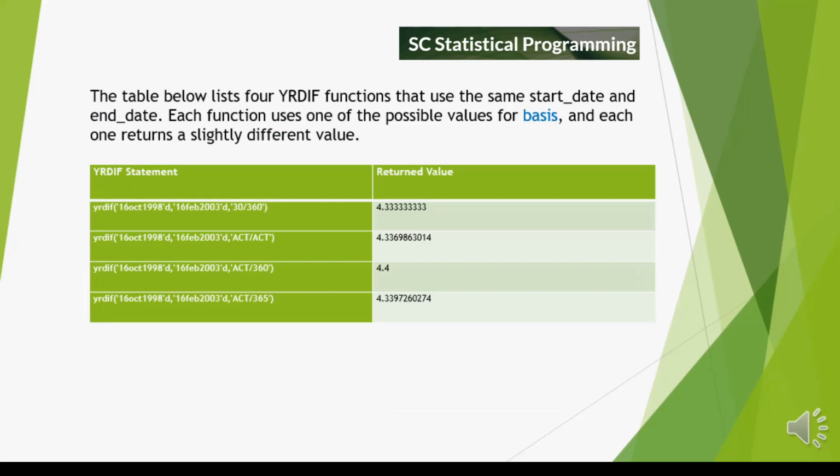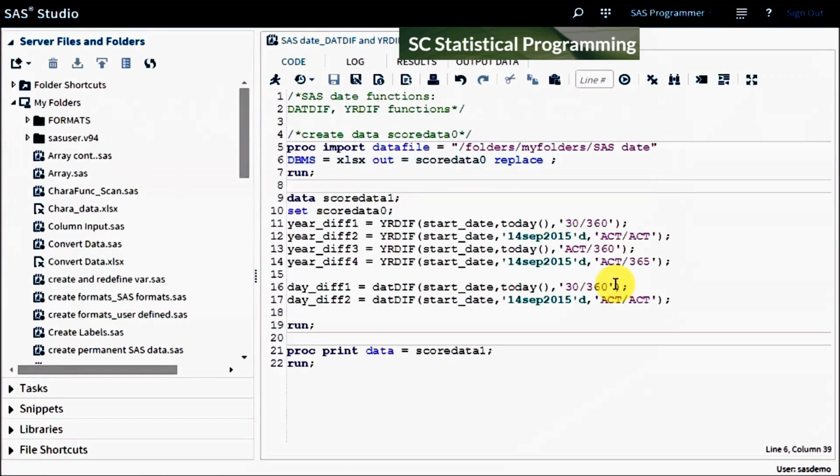This table shows the four YRDIF functions. They use the same start date and the same end date, and each function uses one of the bases. And we can see each one returns a slightly different value for difference in years. Now let's look at the SAS program for this video.